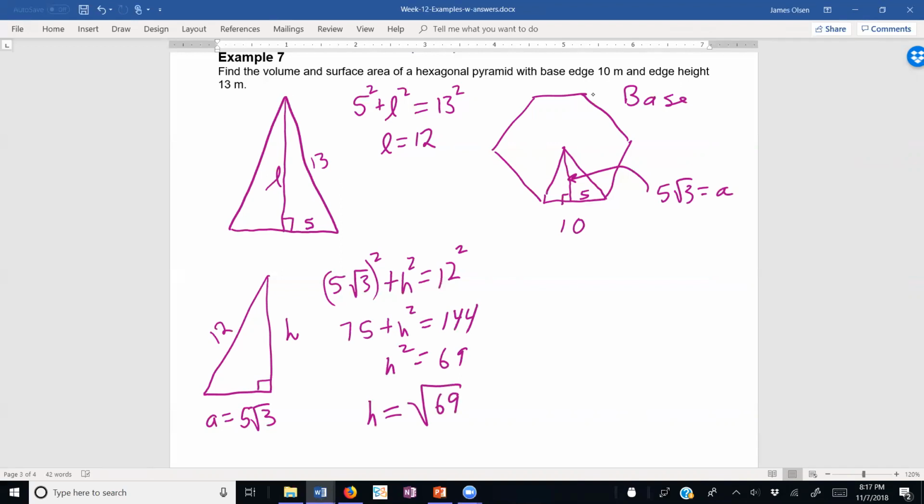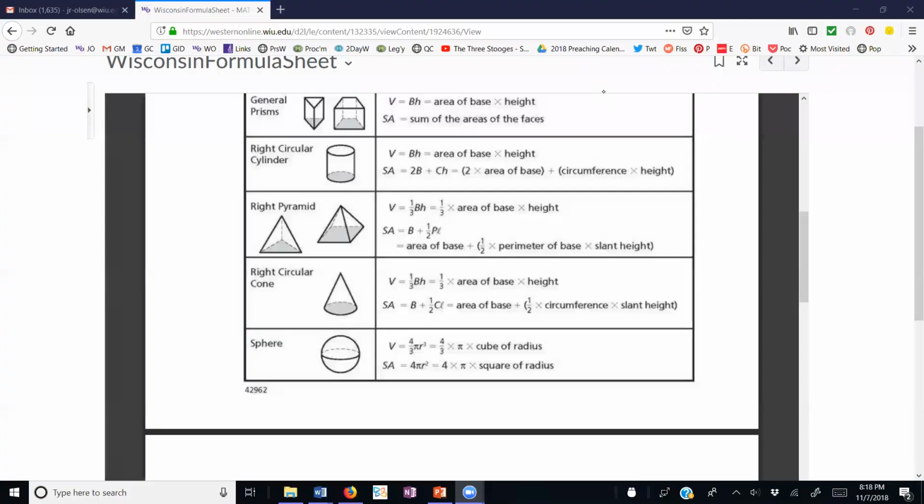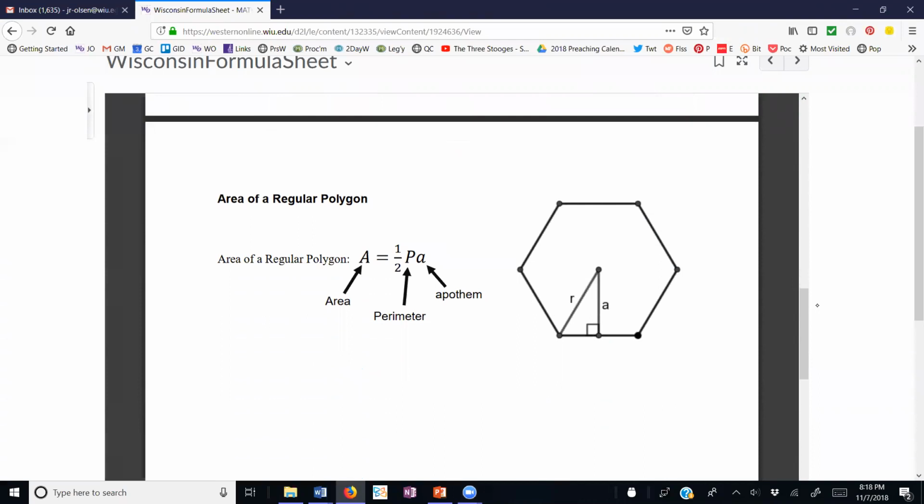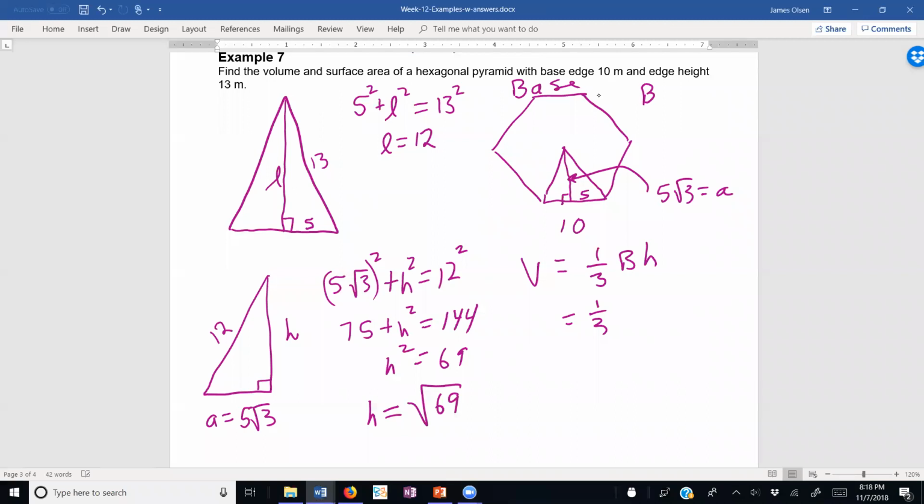Once you have the slant height, you can find surface area. And once you have the regular height, you can find the volume. So let's calculate volume. 1/3 base times height. Okay, now we need to calculate the base area. If we go to our reference sheet, on the back of the reference sheet or on page 2, we have the area of a regular polygon. Area of a regular polygon is 1/2 perimeter times apothem. So maybe I'll put that up here. Area of the base is 1/2 PA.